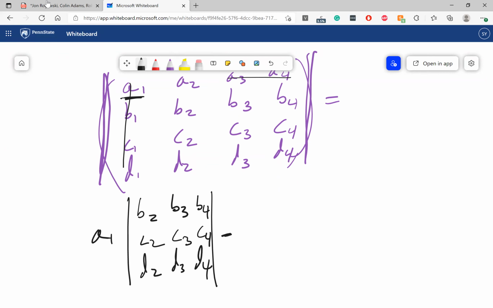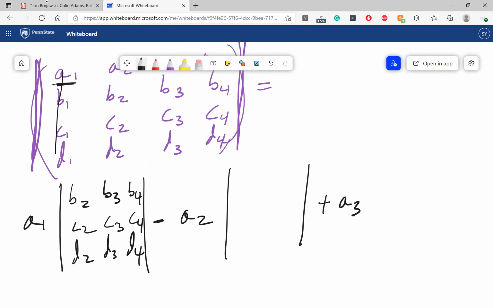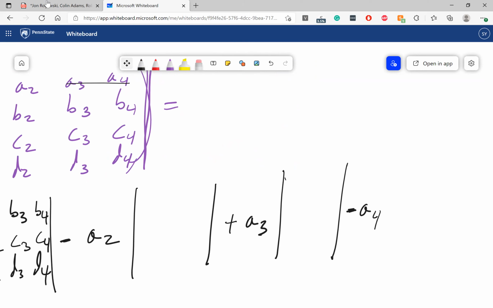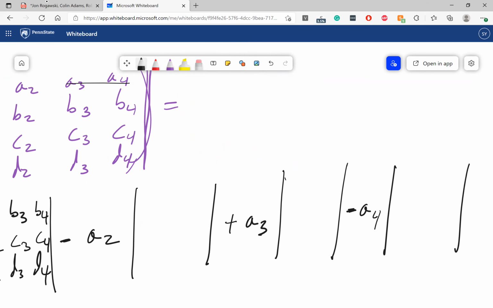then the next one, and now you put A2. Do the same thing. Then plus A3, do the same thing. And then minus A4. So again, you get a minus. They alternate. Do the same thing.